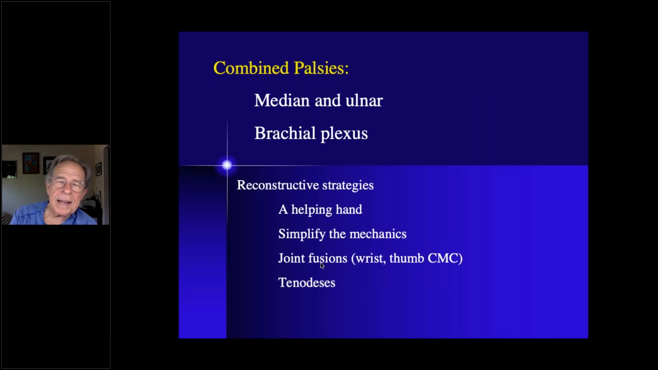So in combined palsies like median and ulnar nerve palsies or brachial plexus, our reconstructive strategies frequently have to change because generally our goal is to provide a helping hand. And for that, we may need to simplify the mechanics of the limb. This may involve arthrodesing or fusing joints, for example, fusing the wrist, fusing the thumb CMC joint, because we just don't have enough motors to provide stability for all the joints. And so fusions and tenodesis frequently are the strategies that we need to add to muscle tendon transfers.